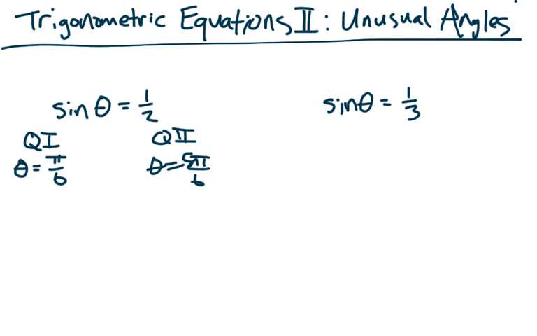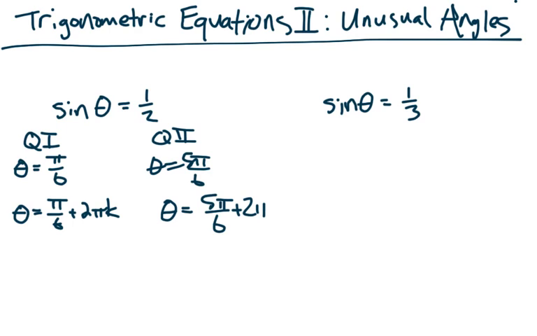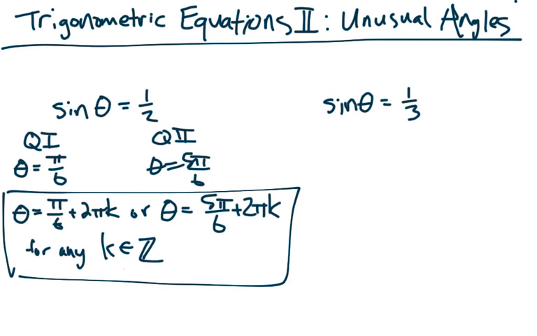But if I ask for solutions, period, if I ask for all solutions, you have to say pi over 6 plus anything coterminal to that. And you have to say 5 pi over 6 plus anything coterminal to that. This, for any integer k, is the set of solutions, all the solutions. Some of the things we did here are going to be pretty familiar when we figure out how to do them for this equation.